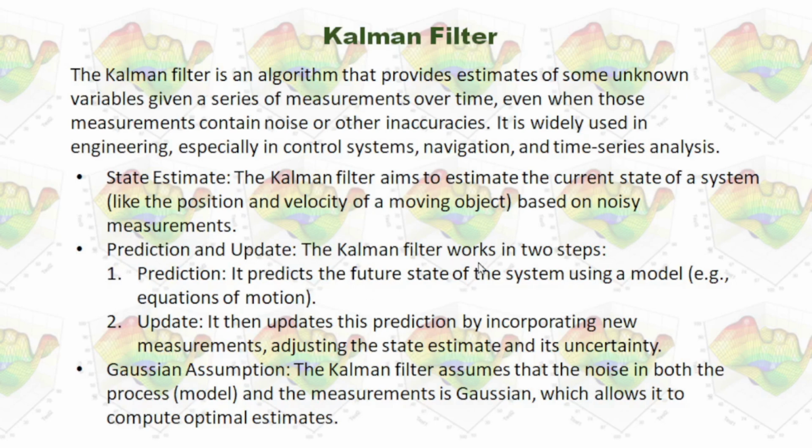The Kalman filter works in two steps. Step 1, it predicts the future state of the system using a model. Step 2, it then updates this prediction by incorporating new measurements, adjusting the state estimate and its uncertainty. The Kalman filter assumes that the noise in both the process and the measurements is Gaussian, which allows it to compute optimal estimates.